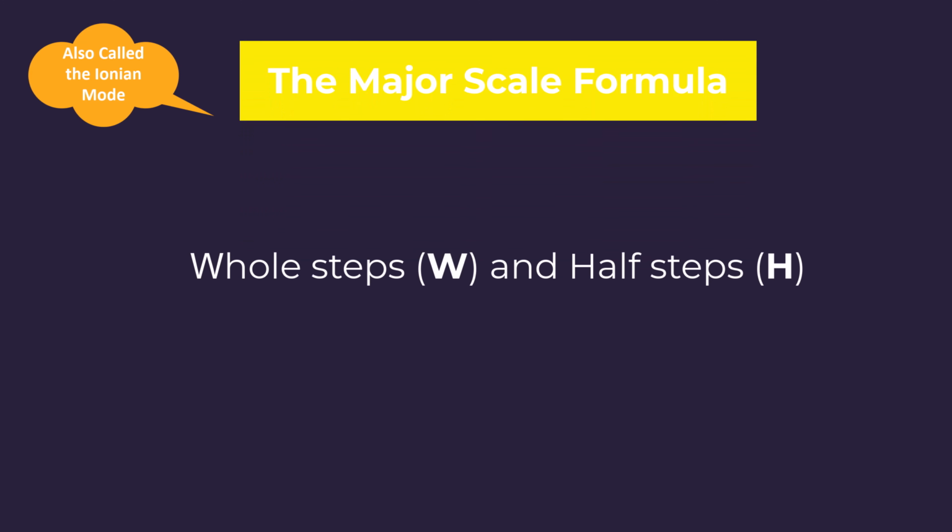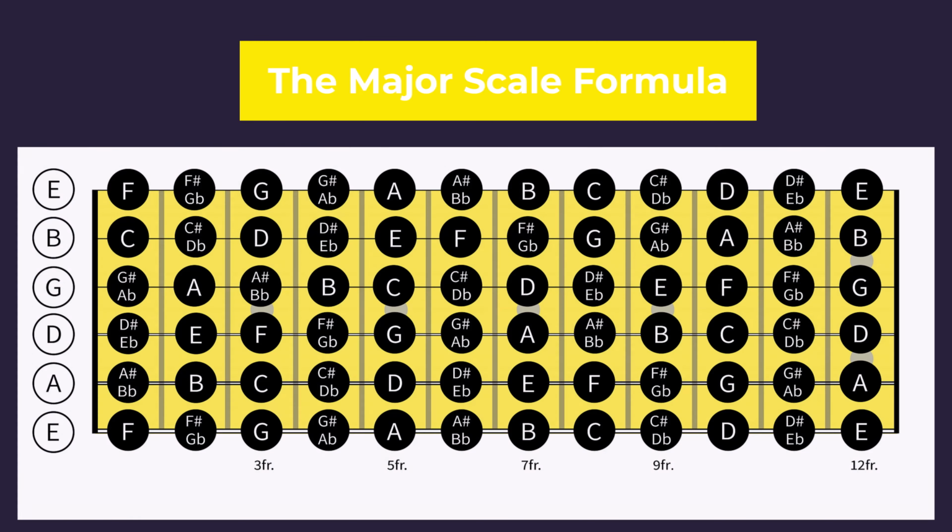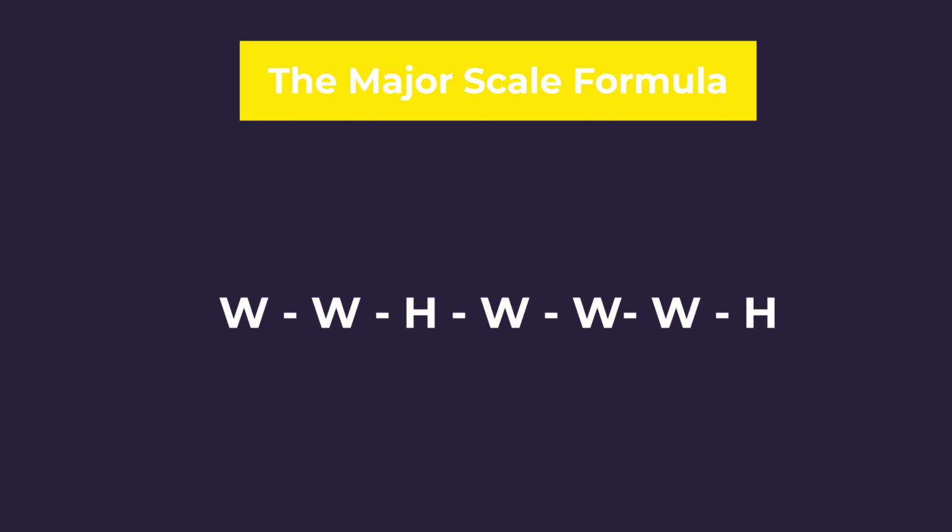The major scale formula. Every scale follows a pattern of whole steps and half steps. In order to understand the formula of the major scale and any other scale, we need to understand what a whole step and a half step are. If we look at the fretboard, we can understand this in the clearest way. Moving up or down one fret from our starting point is a half step, while moving up or down 2 frets is a whole step. The major scale follows this exact pattern. Whole, whole, half, whole, whole, whole, half.